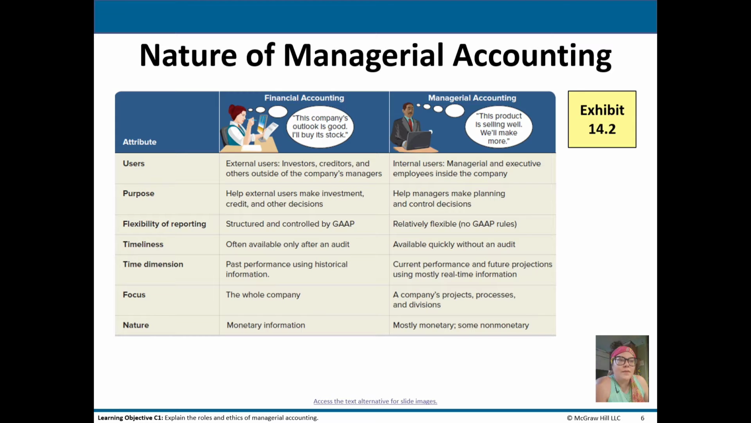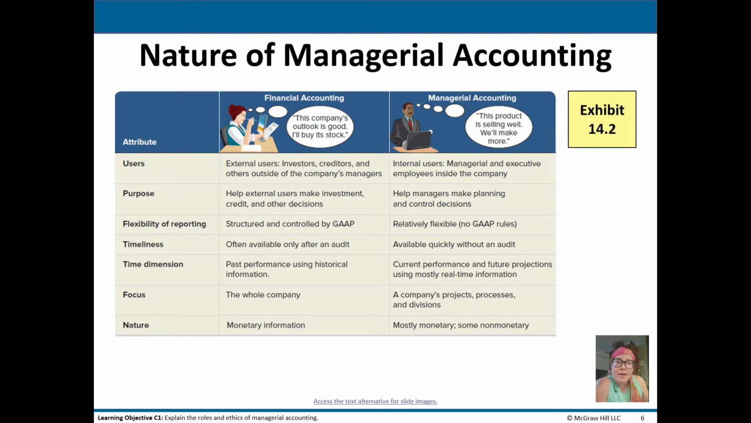Flexibility of reporting: financial accounting follows the concepts and rules known as GAAP, if you remember that from 201. That provides consistency and comparability between financial statements. Managerial accounting provides internal information, and it's much more flexible and not as rules-based because it's for internal use.